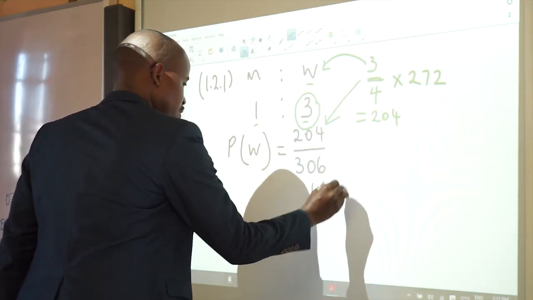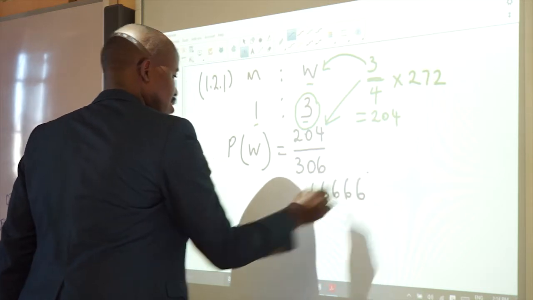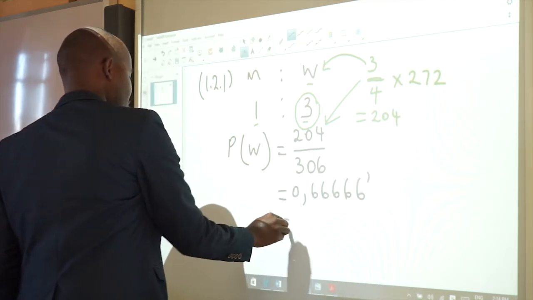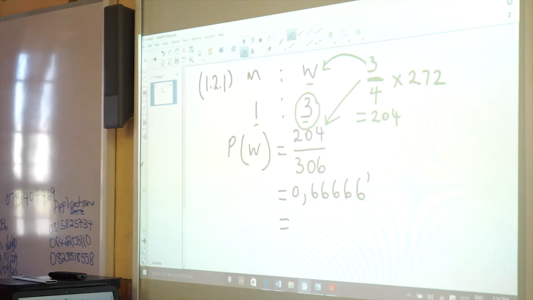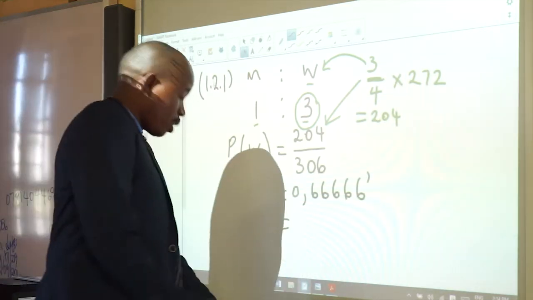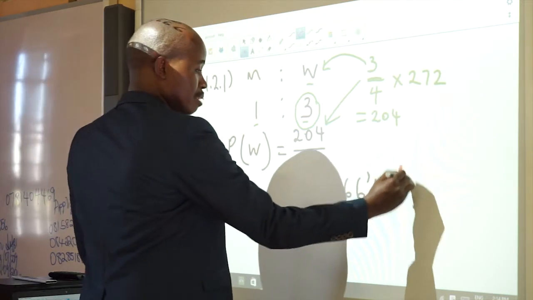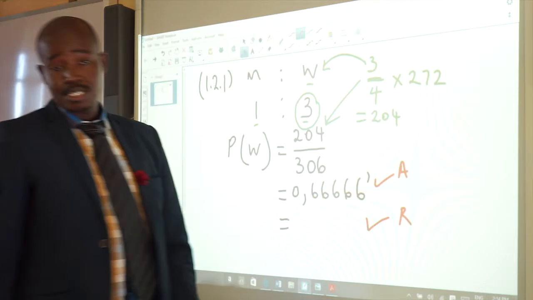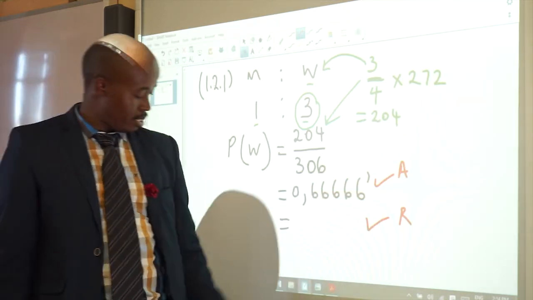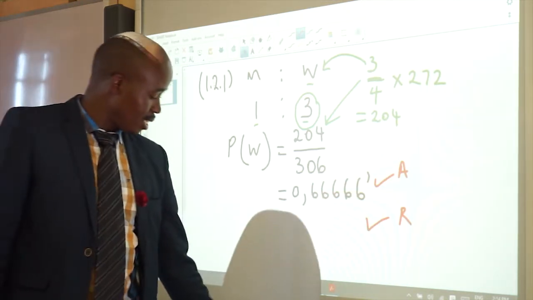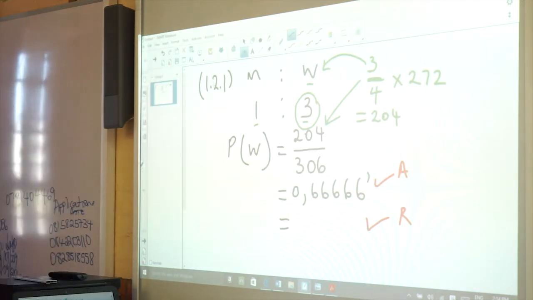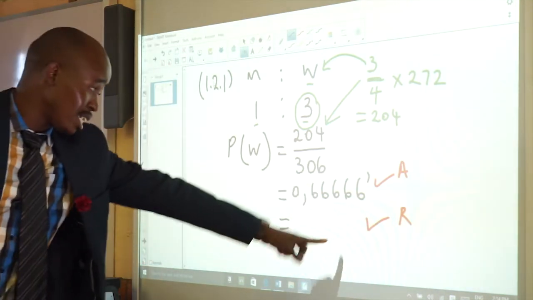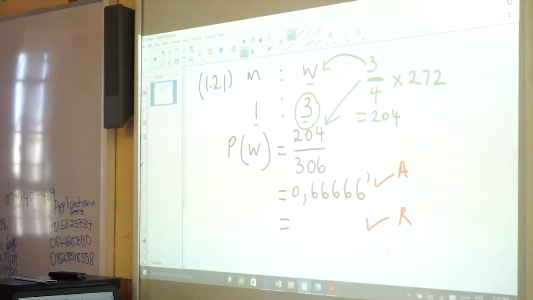Before we round off, you must write the answer, as many sixes as you can write, just to show this is the answer you got. Why? Because there is a mark for accuracy before there is a mark for rounding. There are 2 marks. They are not combined in 1 mark. So let's show the answer first before rounding and then show the answer with rounding.